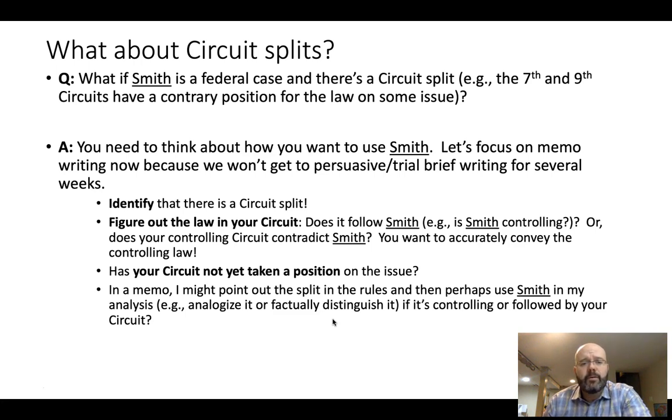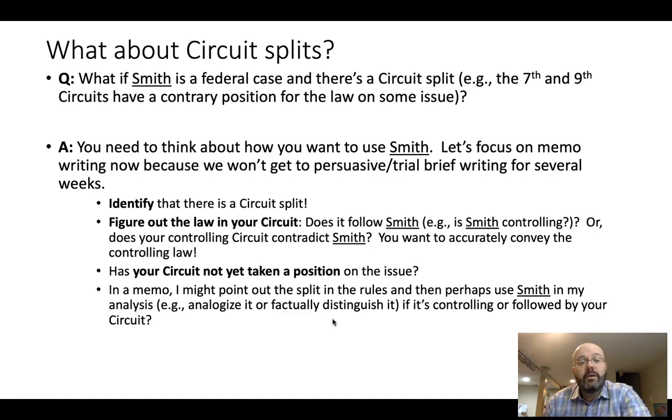So some ideas for now. First of all, you want to be able to identify that there's a circuit split. Figure out the law in your circuit. That's really important if you're writing a memo. What's the law in my circuit? Does it follow Smith, or does my circuit contradict Smith? And so you want to accurately convey the controlling law when you're writing a memo.